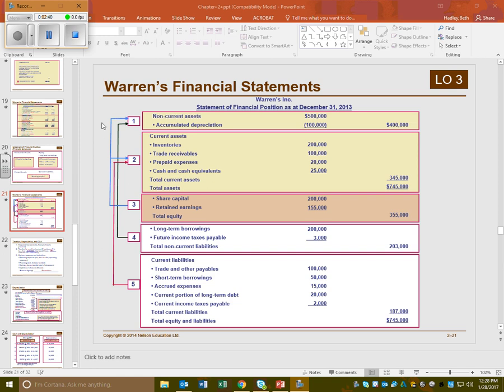So of the loan that we got from the bank under long-term borrowings, what portion of that is going to be paid off within the next year? And that's actually listed under our current liabilities. Then we come to the item called current income taxes payable. And again, we're going to be talking about that in just a second in conjunction with future income taxes payable and accumulated depreciation. So anyway, that side of the balance sheet adds up for total equity and liabilities of $745,000, which of course matches our asset total of the same.